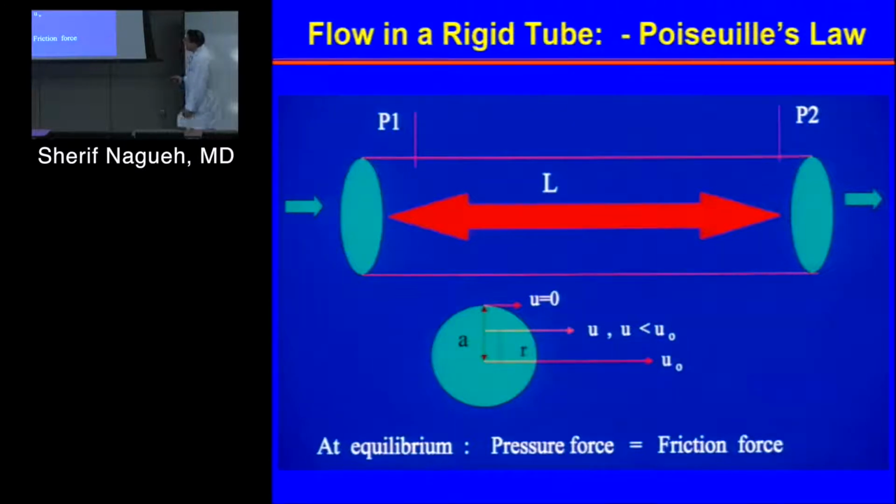I'll go quickly through this slide and the next one, but it's basically trying to look at what the determinants of flow and the velocities that we measure are. They are related to the pressure gradient across a tube. For motion to happen, there has to be a force.